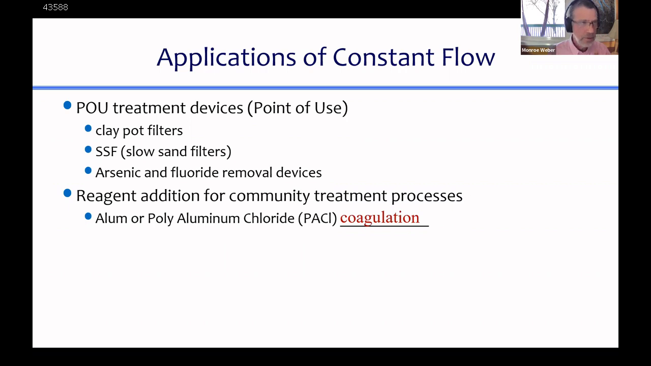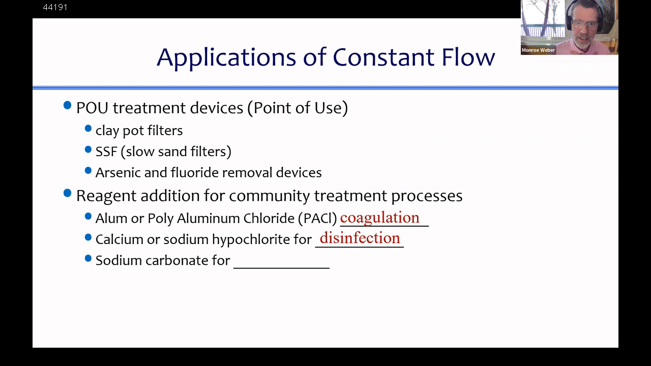We need to add chemicals for a water treatment plant. So some aluminum or polyaluminum chloride as a coagulant. And we need to control the dose of those and make it easy for an operator to increase or decrease the dose. So that ends up being critical. Another one is chlorine for disinfection.